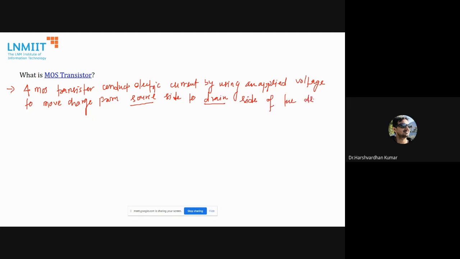So if someone asks you what you mean by a MOS transistor, then you should answer that a MOS transistor conducts electric current by using an applied voltage to move charge from source side to drain side of the device. I would like to ask you, what do the source and drain represent here? Anyone can answer? The two terminals of MOSFET. Two terminals of MOSFET, right?